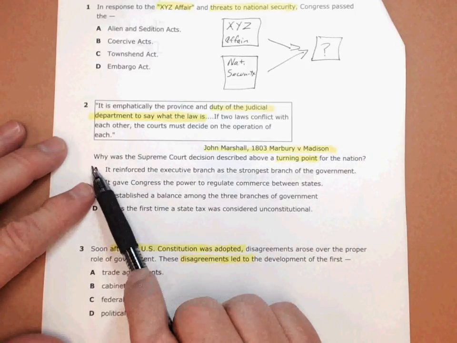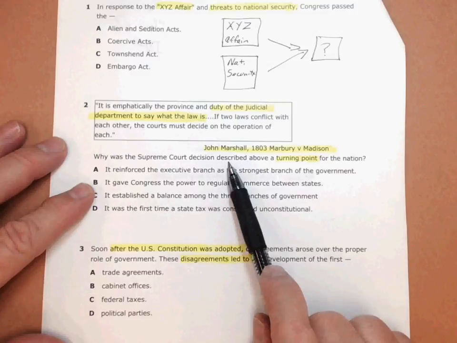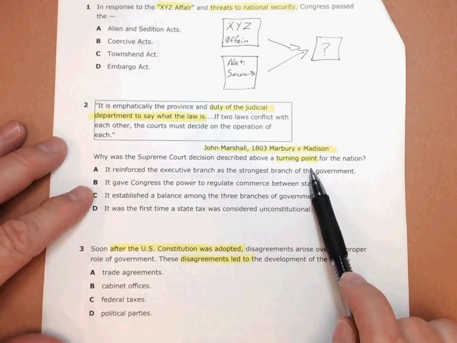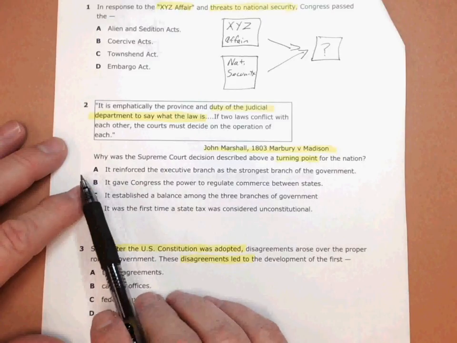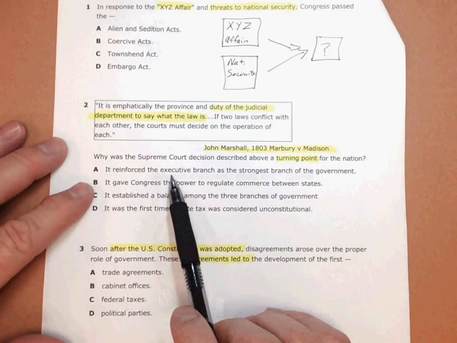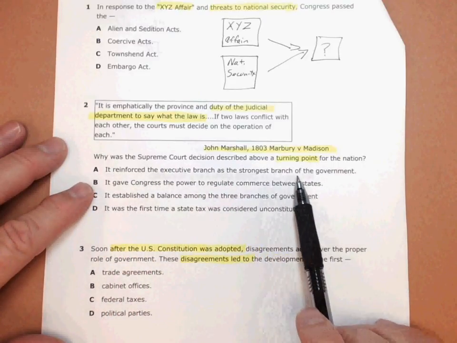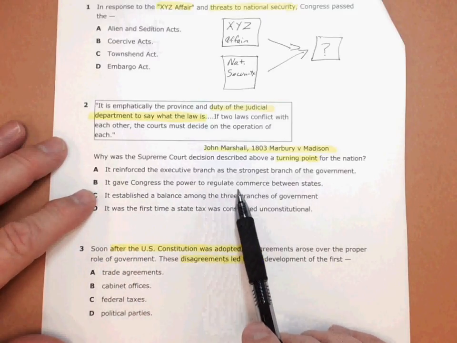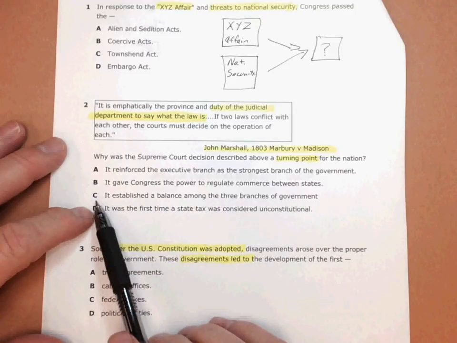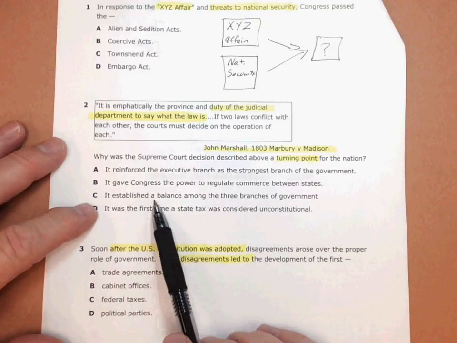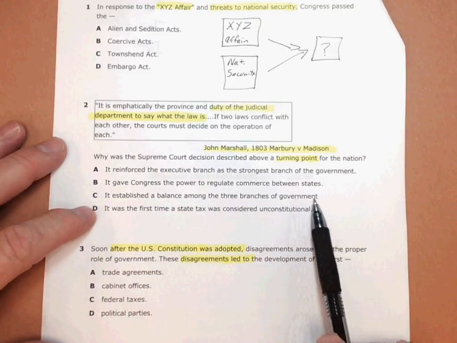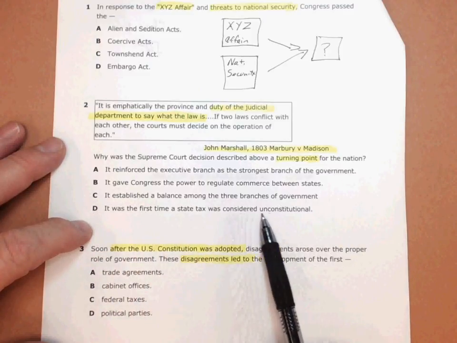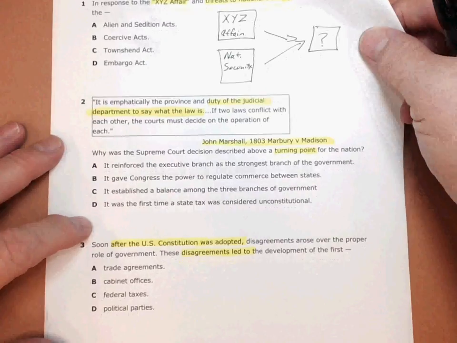Your question: why was the Supreme Court decision described above a turning point for the nation? Please highlight turning point. Your choices: A, it reinforced the executive branch as the strongest branch of government. B, it gave Congress the power to regulate commerce between states. C, it established a balance among the 3 branches of government. D, it was the first time a state tax was considered unconstitutional.